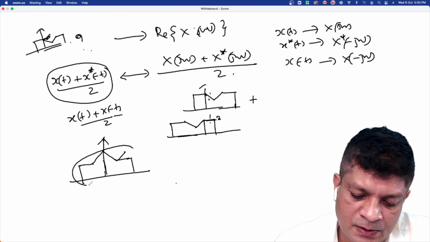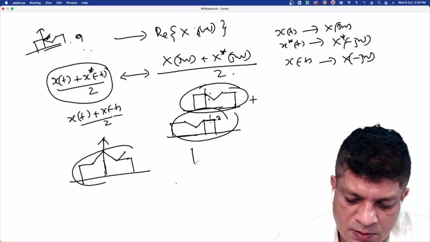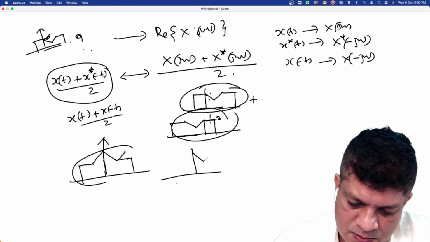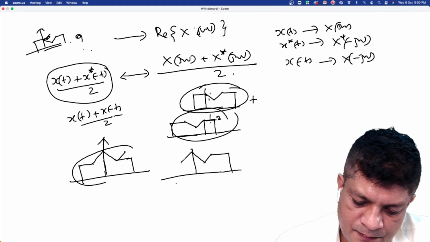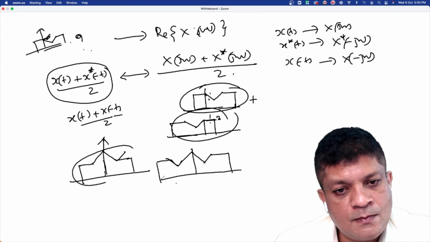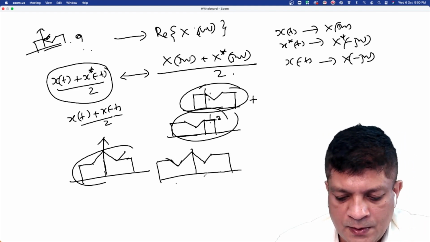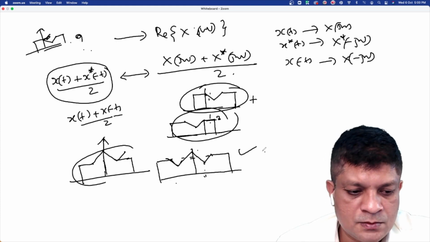Okay, you can find the sum of these two divided by 2. So I think the shape is this one, and then this one. It is something like this. Is it? Yes, sir. You can find these values. So that is the answer.